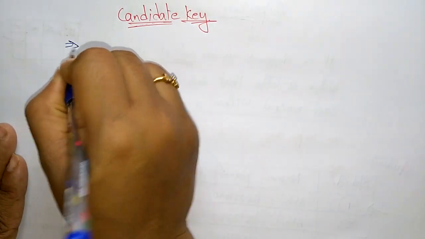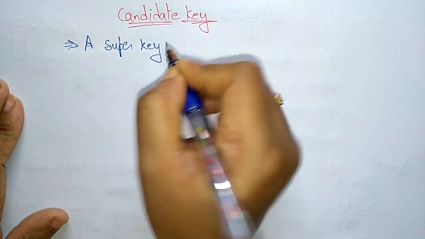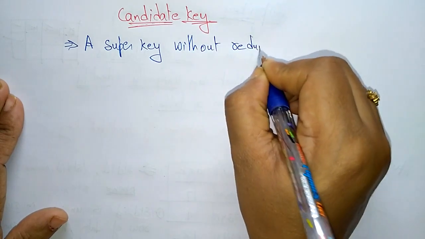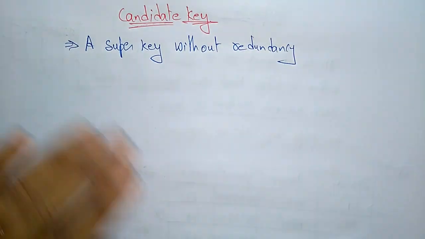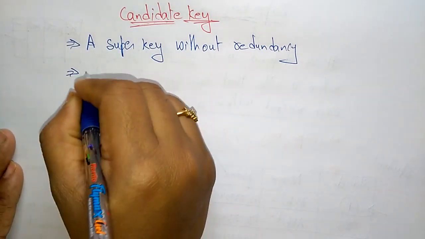So the first point is a candidate key: a super key without redundancy. A super key without redundancy is called a candidate key. In the previous video I explained about the super key. In a super key, in the table you may get redundant data. But a candidate key is also a super key, but without redundancy.